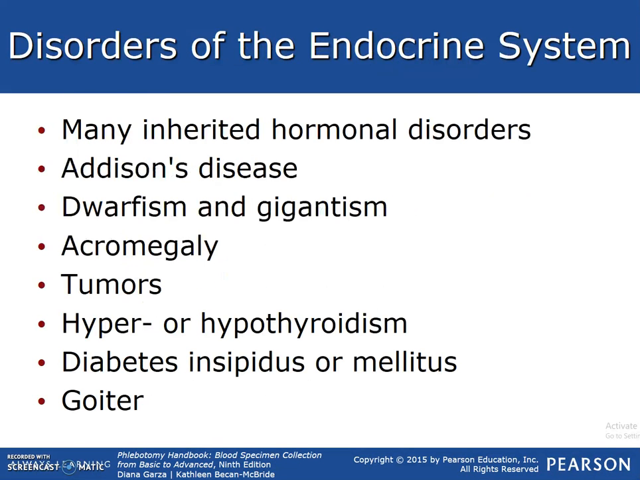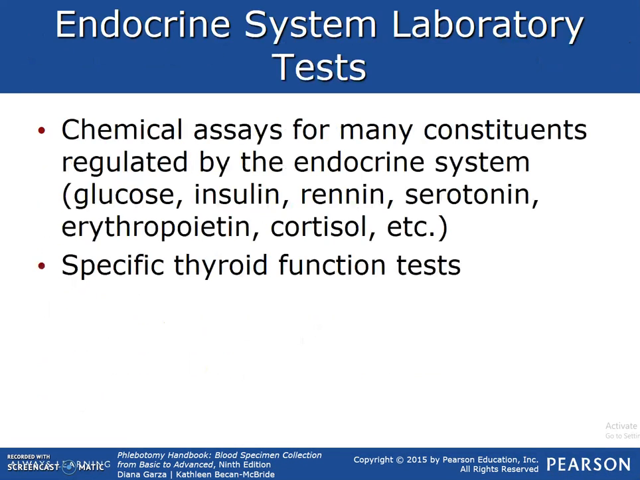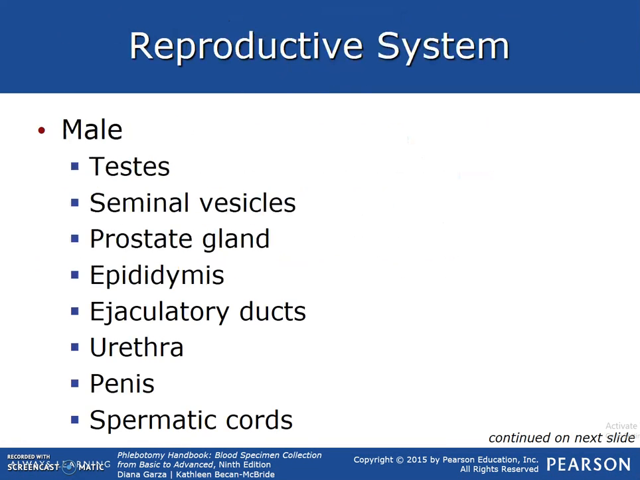Disorders of the endocrine system: the many inherited hormonal disorders such as Addison's disease, dwarfism, giantism, acromegaly, tumors, hyper and hypothyroidism, diabetes insipidus or mellitus, and goiters. So some common laboratory tests: chemical analysis for many constituents regulated by the endocrine system, so glucose, insulin, renin, serotonin, erythropoietin, and cortisol, and specific thyroid function tests.